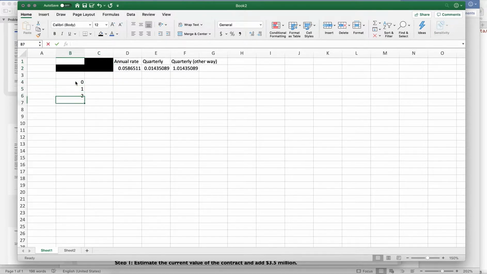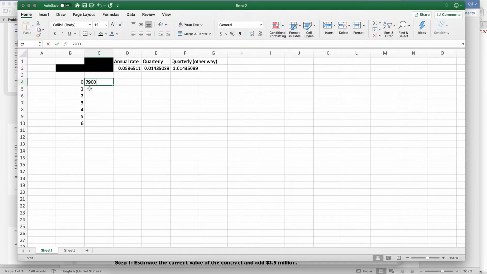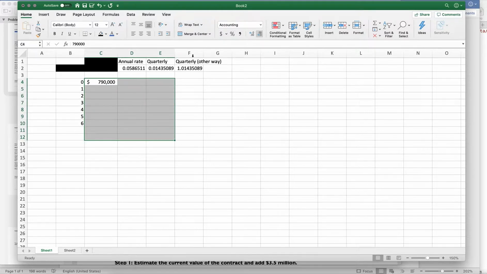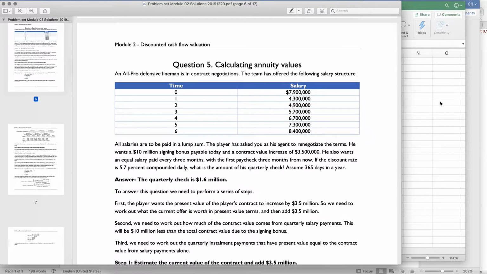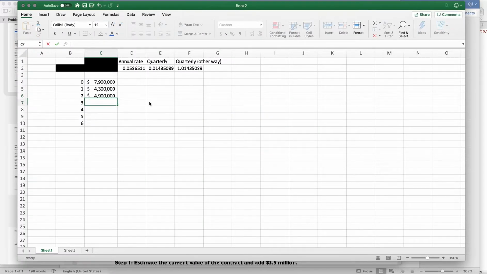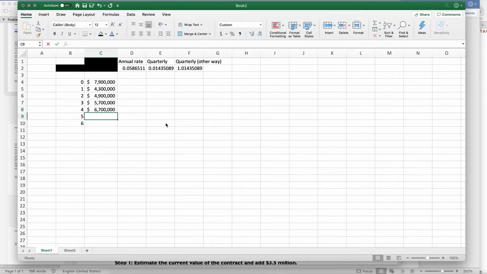Okay, 0, 1, 2, 3, 4, 5, 6. Let's look at the value of the cash flow. I don't think that's right. Let's put it in accounting format.